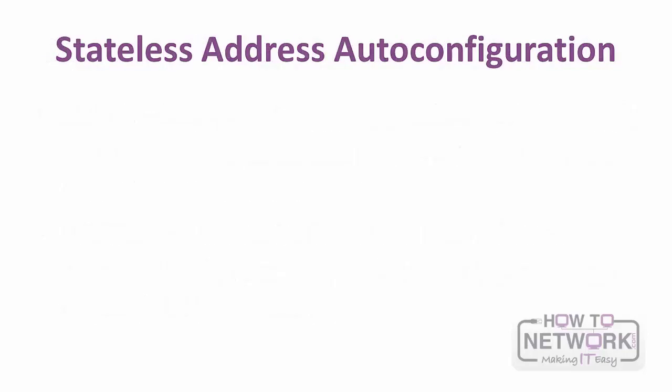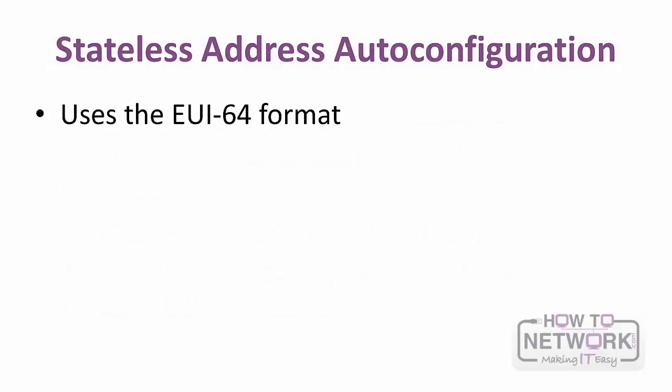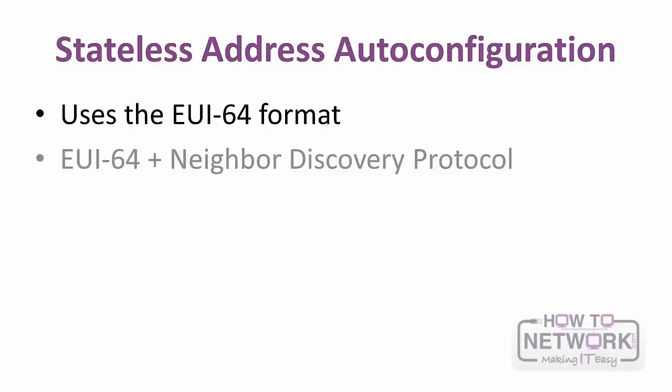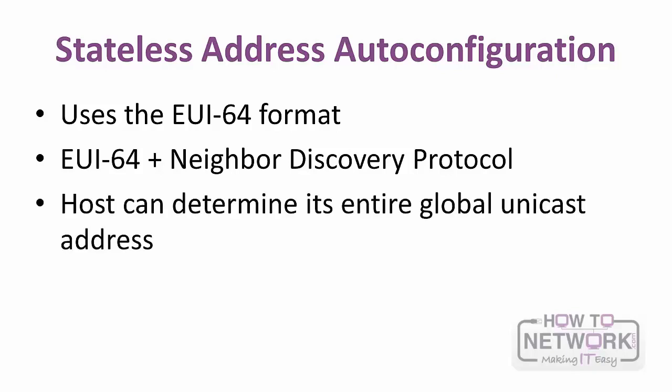Stateless Address Auto-Configuration uses the EUI64 format shown earlier. By using its Ethernet MAC address, this process allows a device to create its own interface ID, host portion of its address. Combined with another process, Neighbor Discovery Protocol, a host can determine its entire global unicast address without any manual configuration or the services of a DHCPv6 server. Neighbor discovery and stateless address auto-configuration are discussed in more detail in Lesson 5.